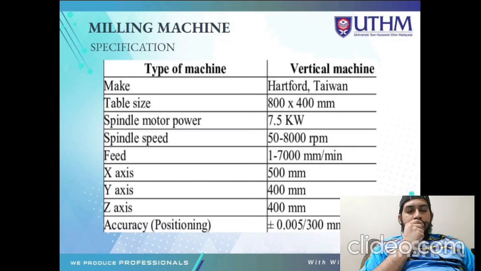My name is GANAHCAN, CD 2018, and I'm going to be presenting on the milling machine. So this is the machine type chosen, a milling machine with a spindle motor power of 7.5 kilowatt, and the spindle speed is from 50 to 8000 rpm, and the feed rate is 1 to 7000 mm per minute.